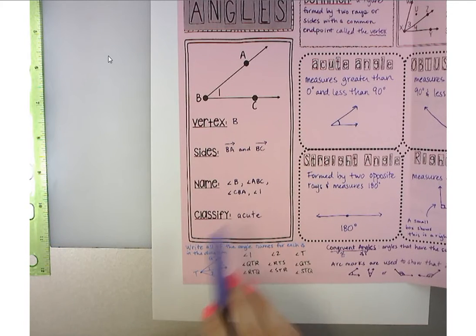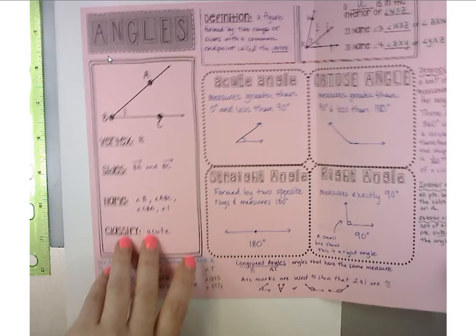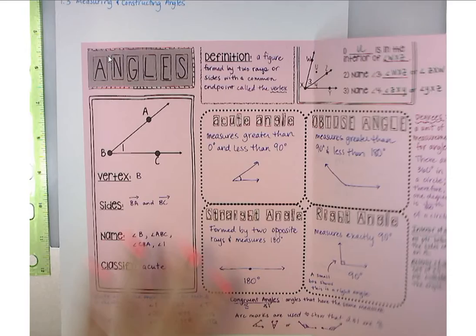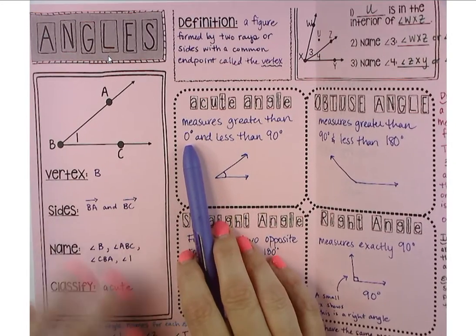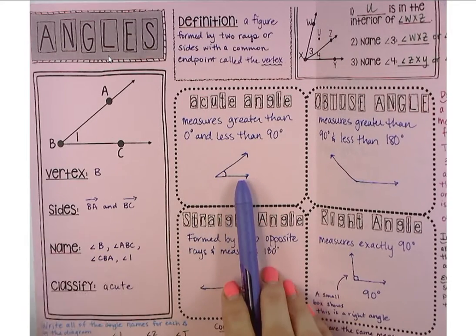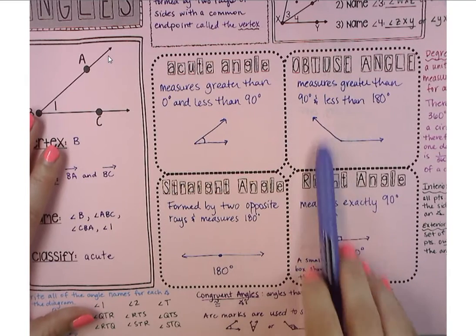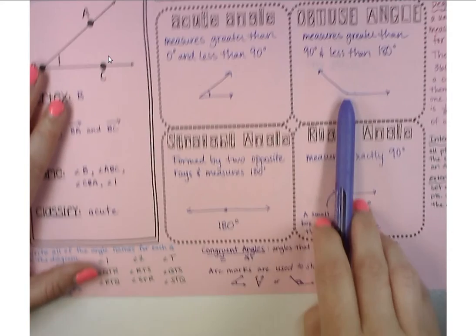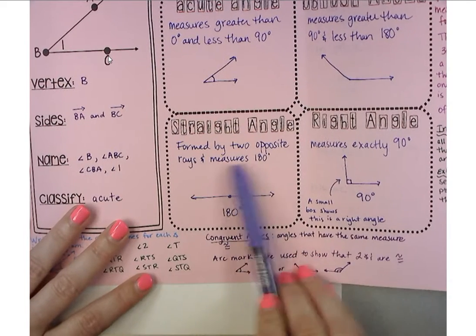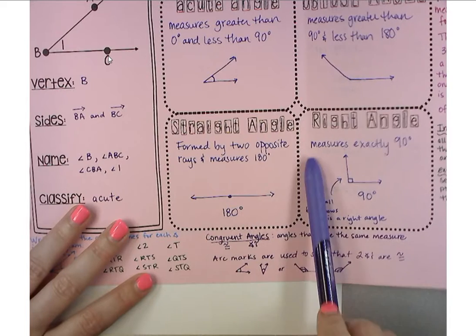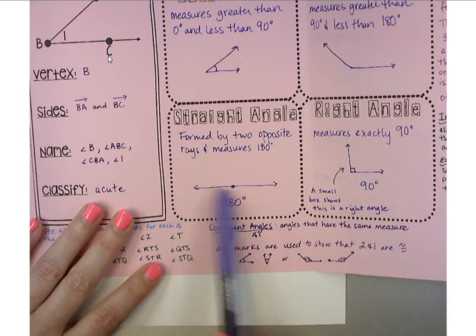When you're classifying, you're going to classify as either acute, obtuse, straight, or right. Now, an acute angle is something that most of you are already familiar with. It's going to be an angle that measures greater than 0 degrees or less than 90. And then we have an example of that. An obtuse angle is an angle that measures greater than 90 and less than 180. A straight angle and a right angle are special because they have exact measures. So the straight angle is exactly 180 degrees. A right angle is exactly 90 degrees. Now the straight angle is special because it also is going to look like a straight line.